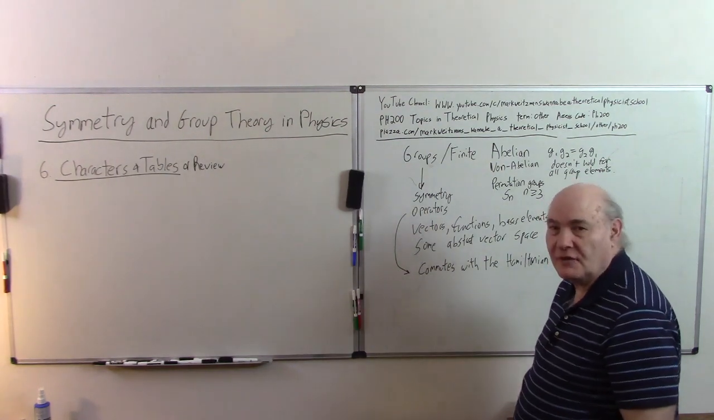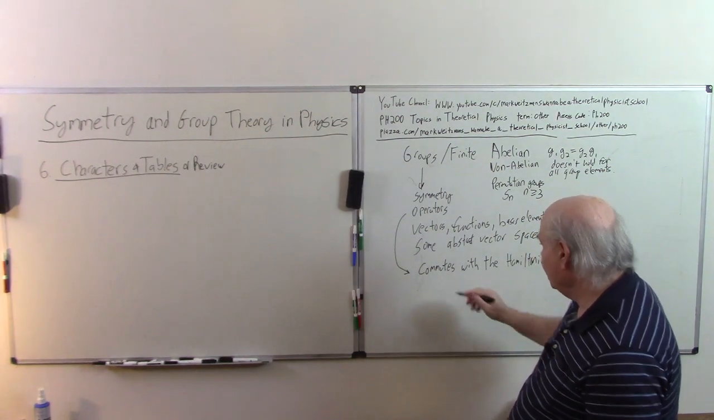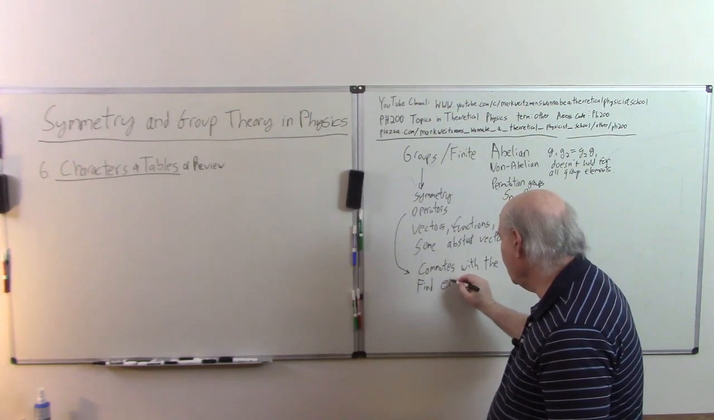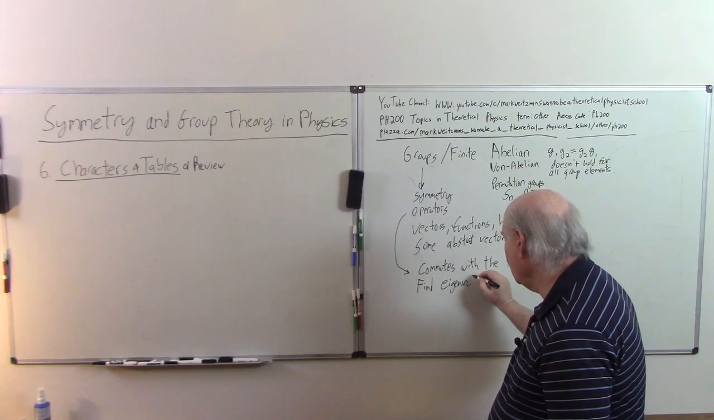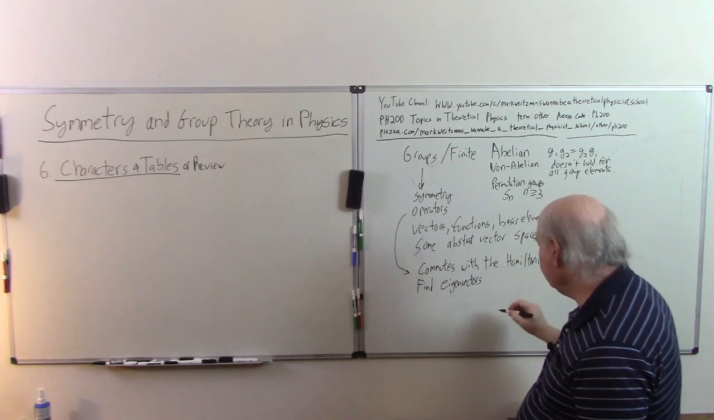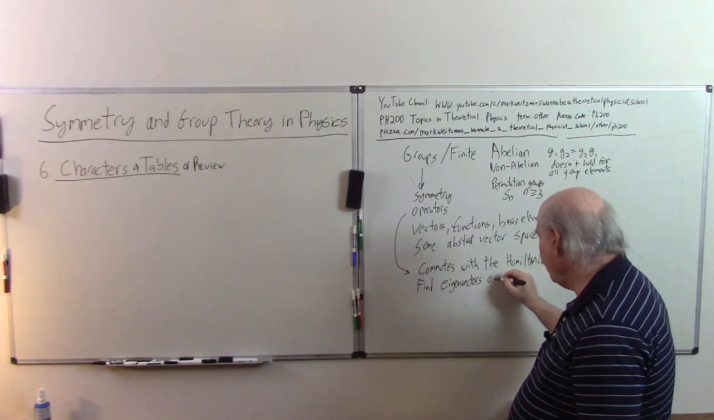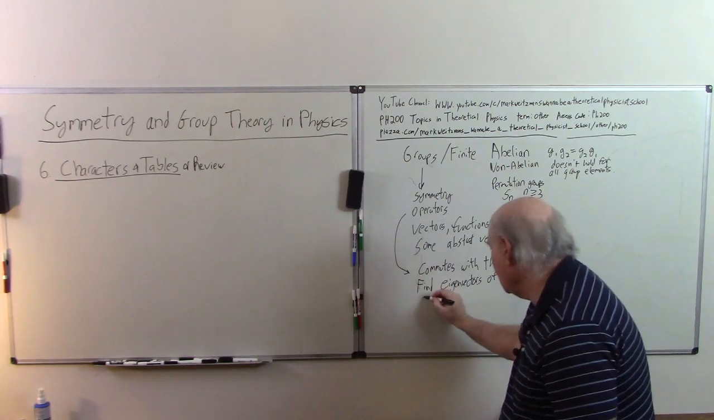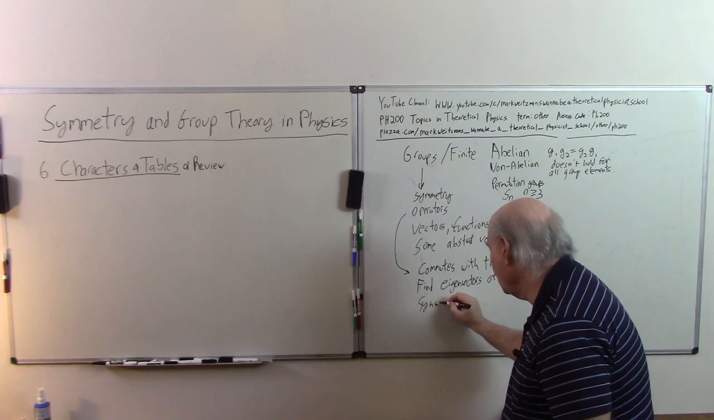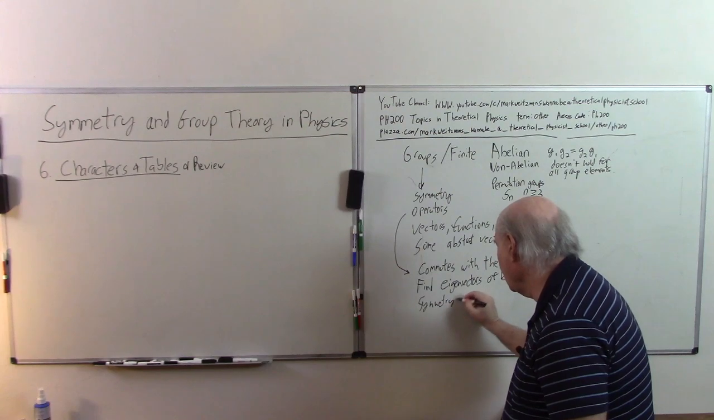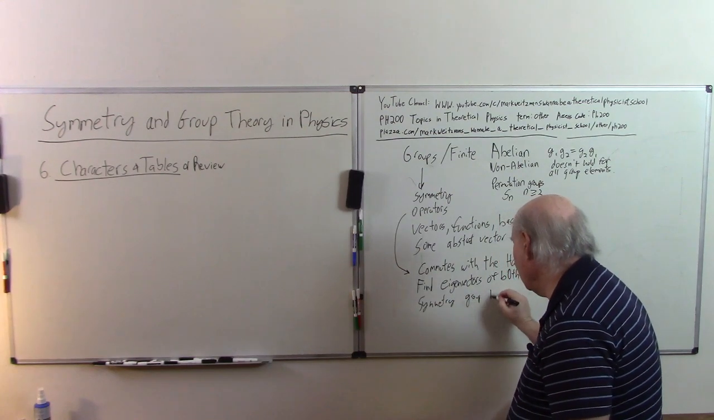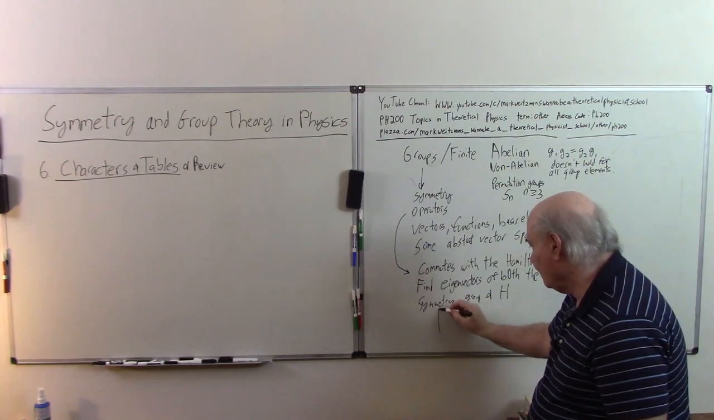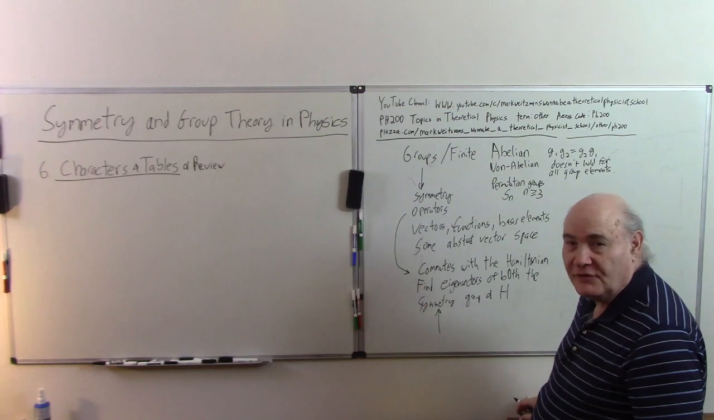So both in classical and quantum mechanics, we can find eigenvectors of both the symmetry group and the Hamiltonian. Now usually it's a lot easier to proceed with the symmetry group, and this gives us a head start.